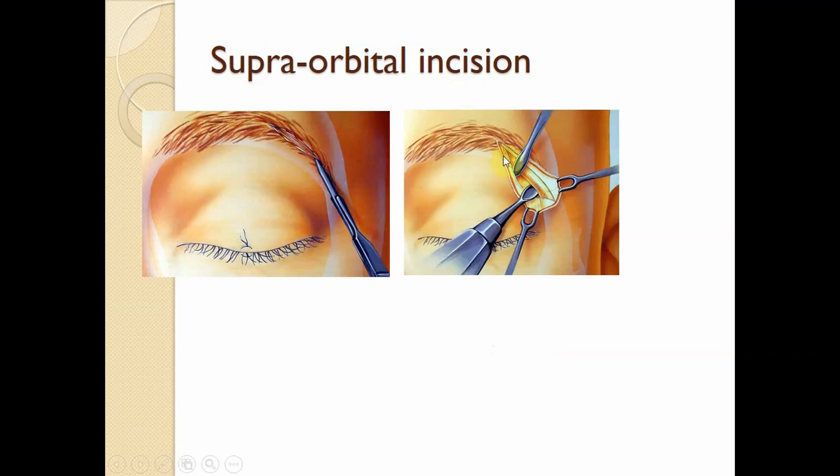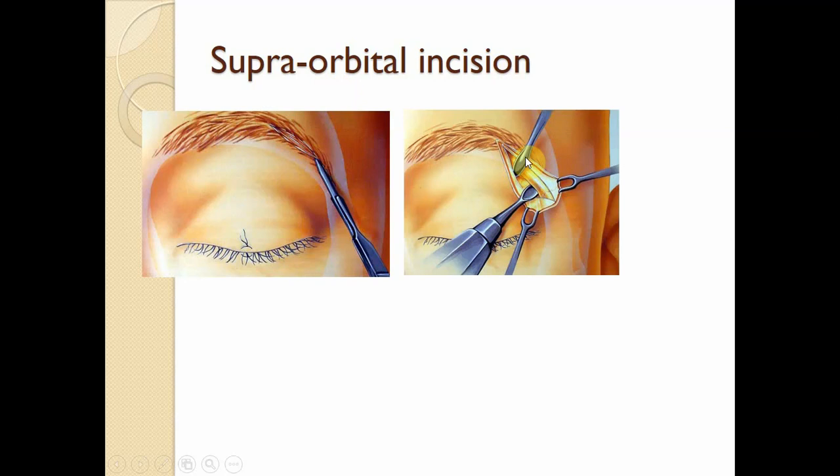Next is the supraorbital incision. In most cases the incision is not needed, because sometimes in a maxillary fracture there is already a laceration. In that case, we reduce the fracture through the laceration. Otherwise, we put the incision.